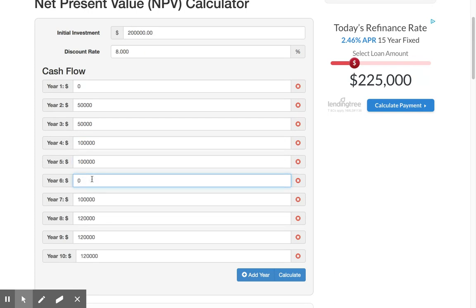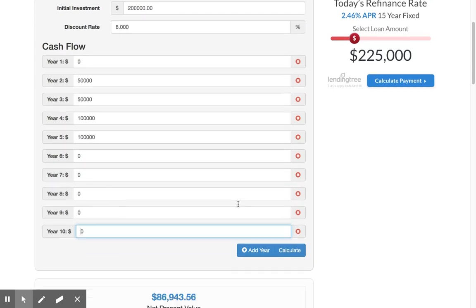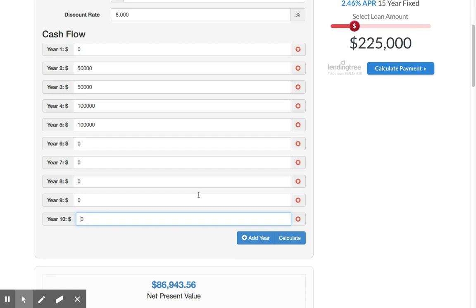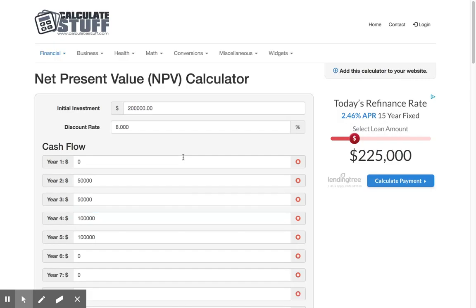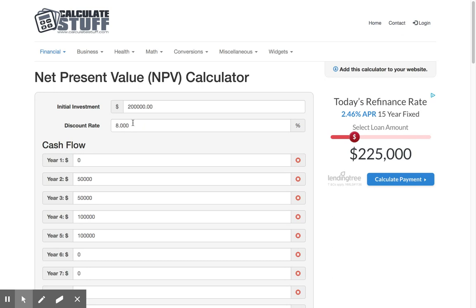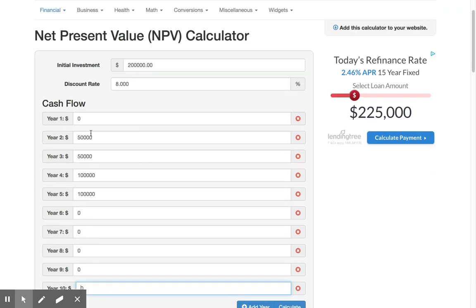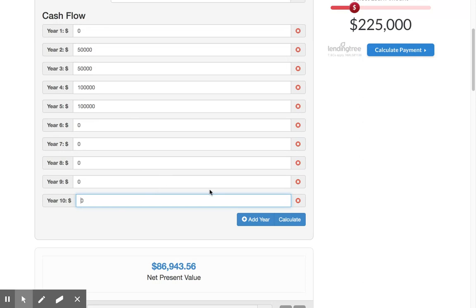And then 0, 0, 0, 0, 0. So no cash flows, years 6 through 10. So what do you think? You think this is going to be a good investment or not? Putting $200,000, looking for a discount rate or rate of return of 8%. These cash flows over 10 years.